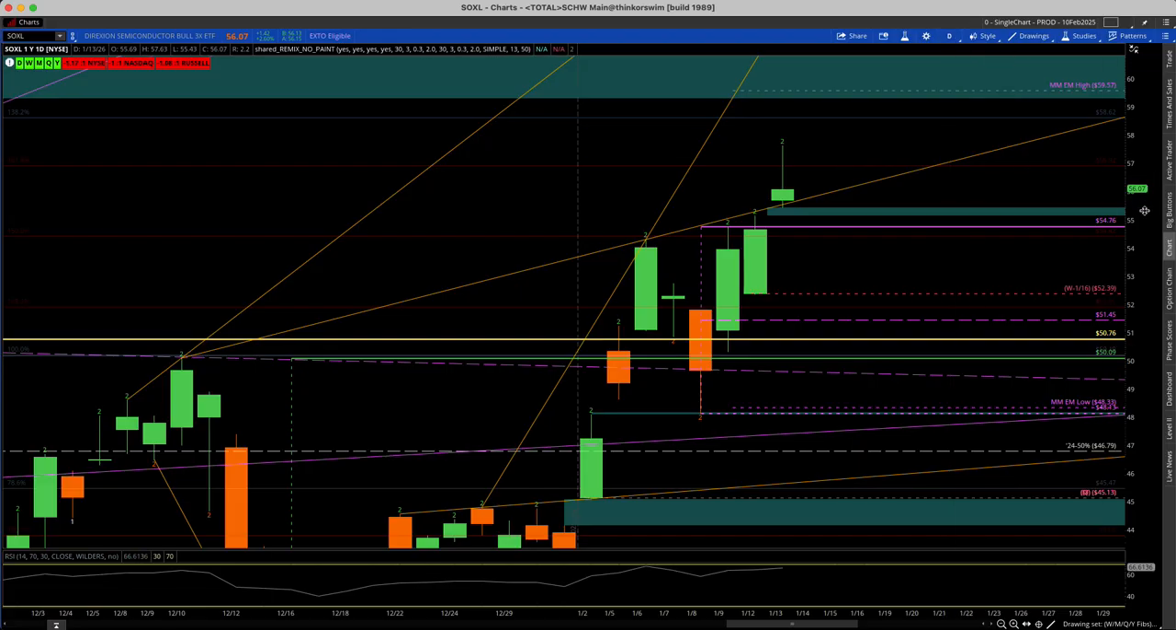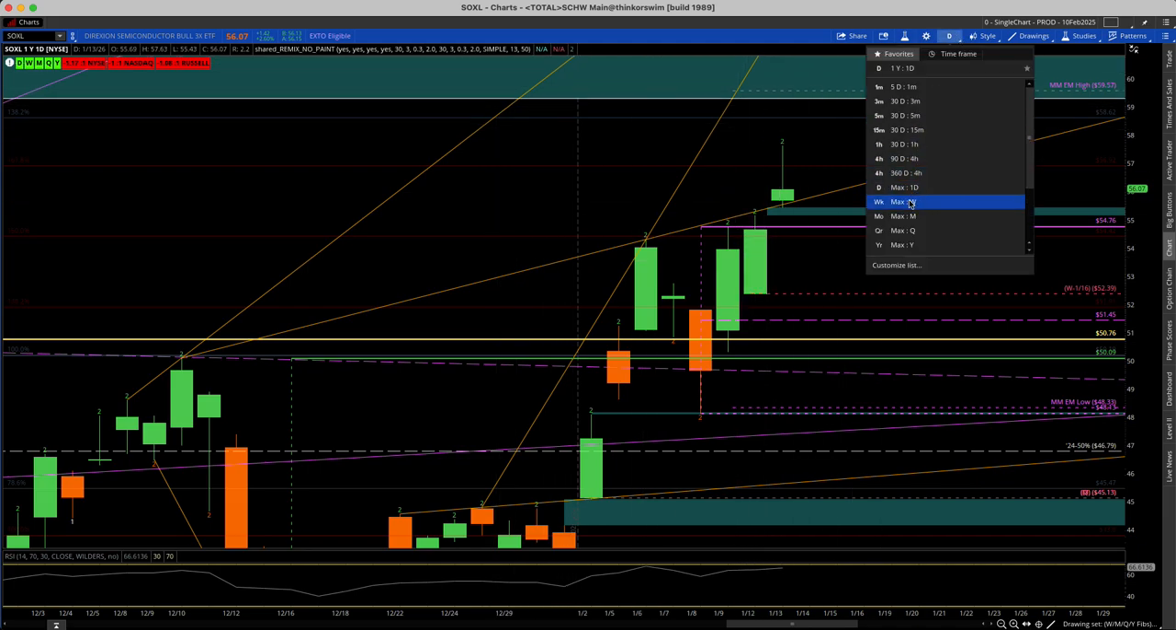Not a whole lot to say. We're just continuing the move to the upside in a little bit more of a grindy day than the past couple of days, but still continuing to push up. Let's take a look at the week chart.